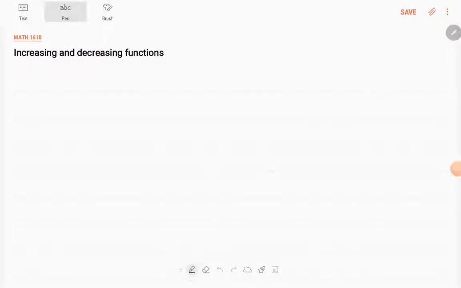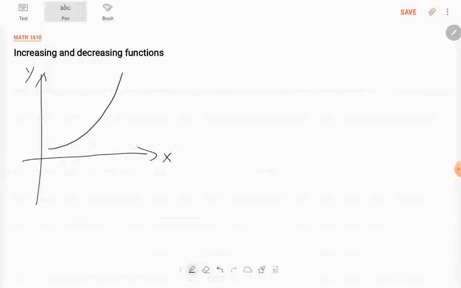In this part, we want to use the derivative to determine whether a function is increasing or decreasing on certain intervals. So now let's look at the first one. For example, this is an increasing function, right? This is the x-axis and this is the y-axis.